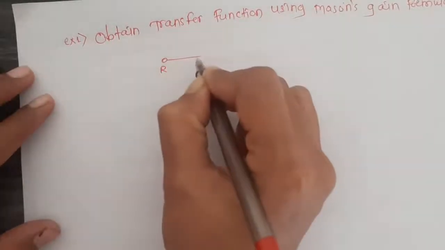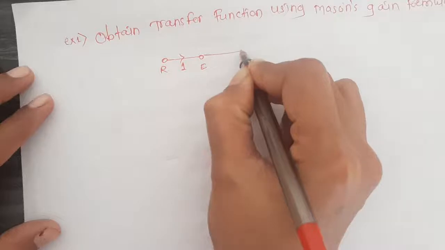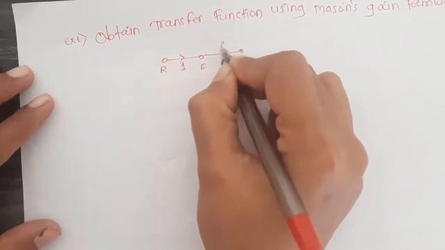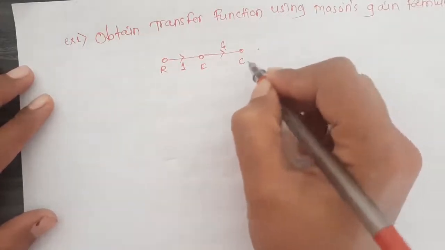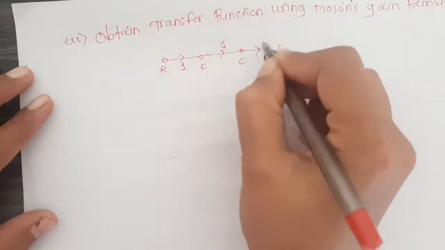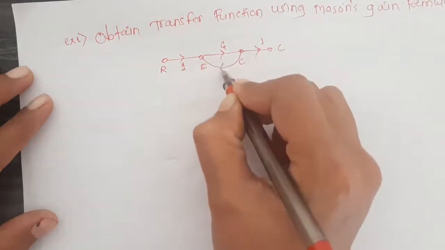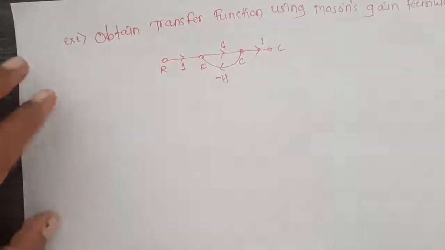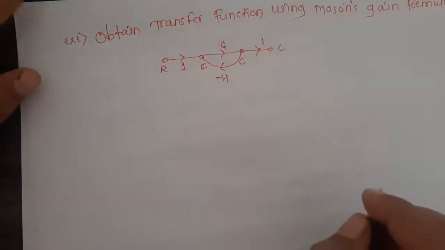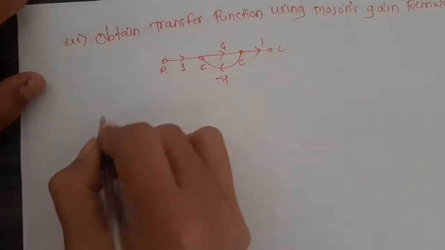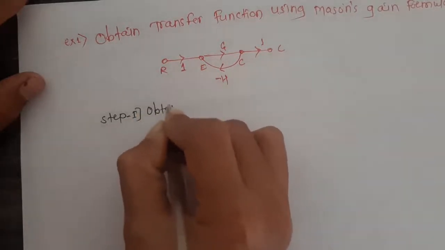R to E, the gain of that path is 1. After that, E to C, the gain of that path is G. After that, again C, the gain of that path is 1. After that, there is a feedback loop, the gain of that path is minus H. So this is a simple signal flow graph given here, and we have to find the transfer function. So the first step is to obtain the forward path.